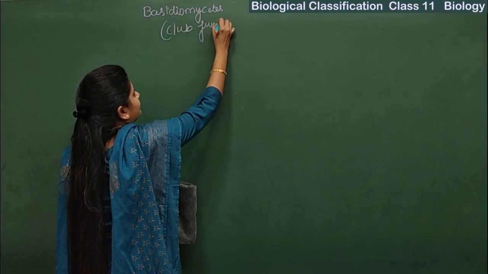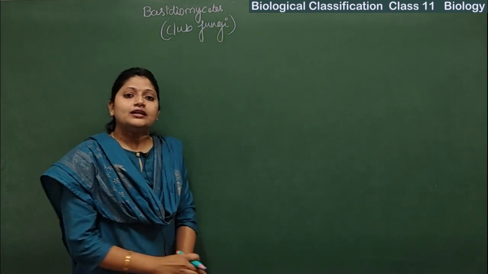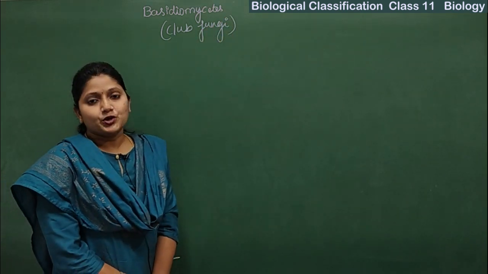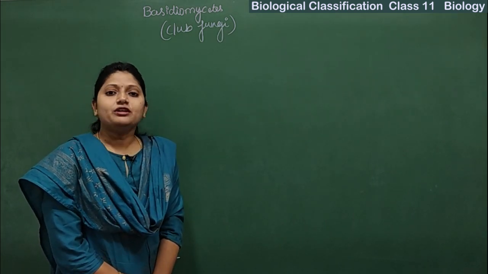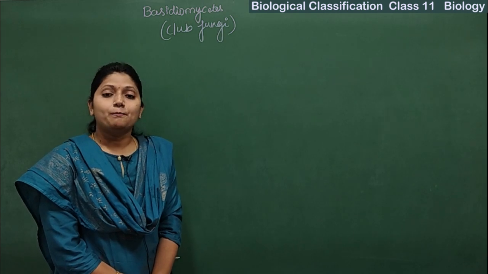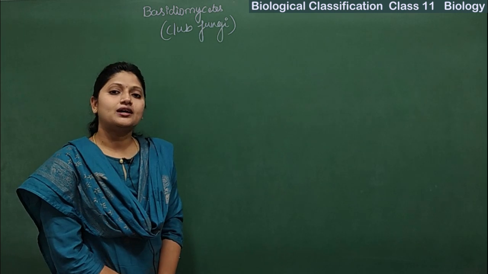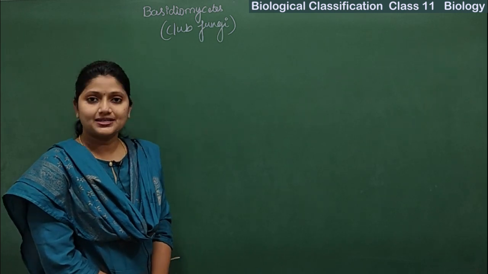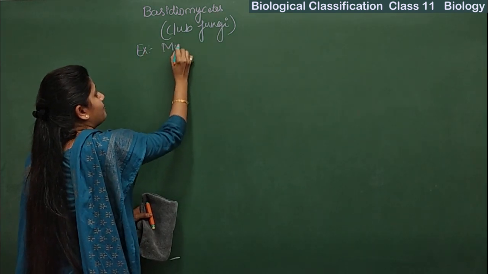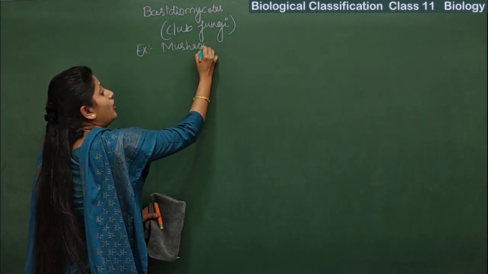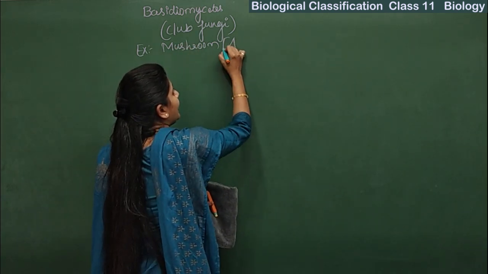Club fungi. We will see why it is called club fungi later. The characteristics of Basidiomycetes as well as examples. So the example for Basidiomycetes is mushrooms. Everyone has seen mushrooms, I guess. So mushrooms are the examples for the Basidiomycetes. The scientific name of the mushroom is Agaricus.